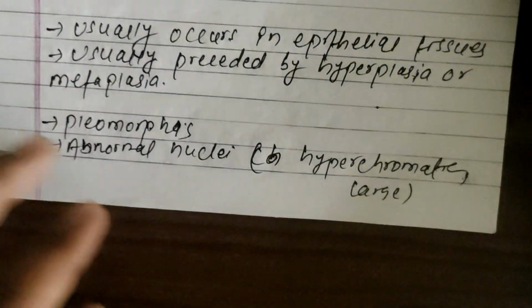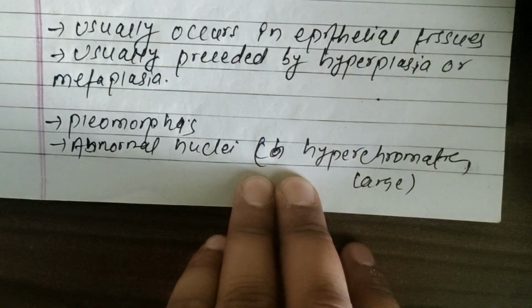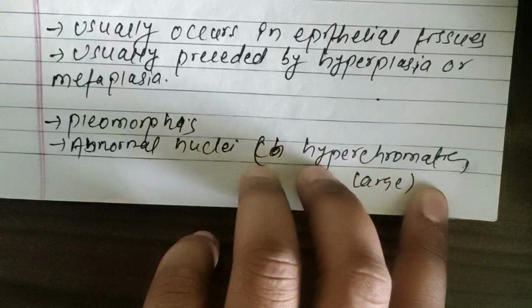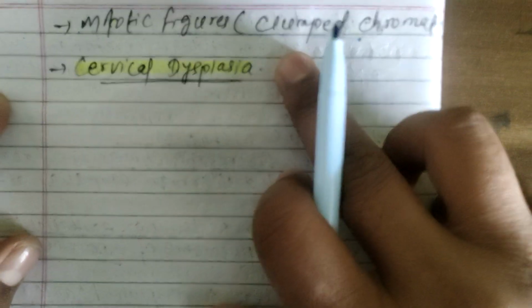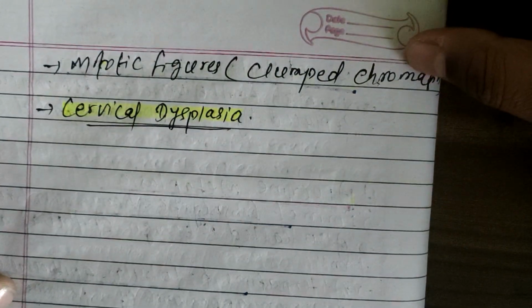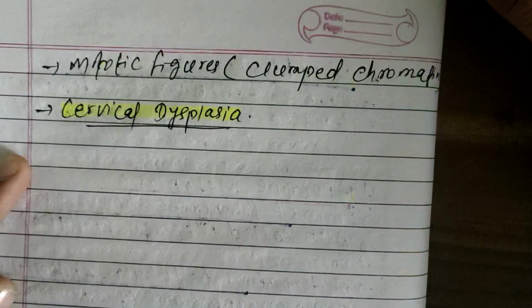There is pleomorphism, with abnormal nuclei. The nuclei are hyperchromatic and large, and there are mitotic figures. For example, there is clumped chromatin, and an example is cervical dysplasia.